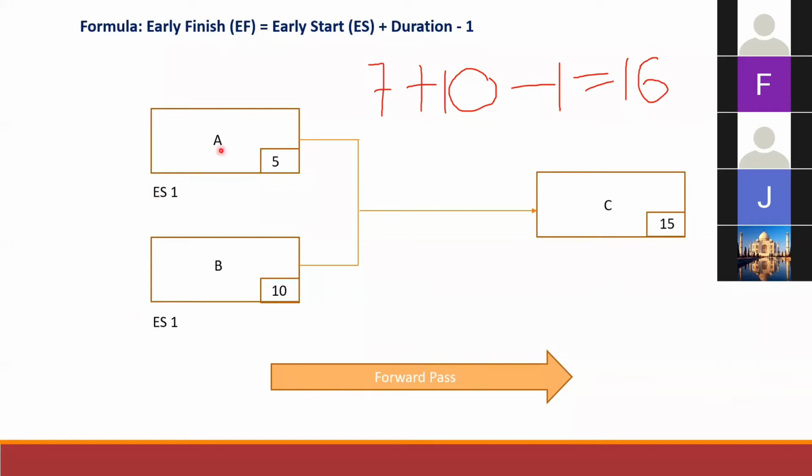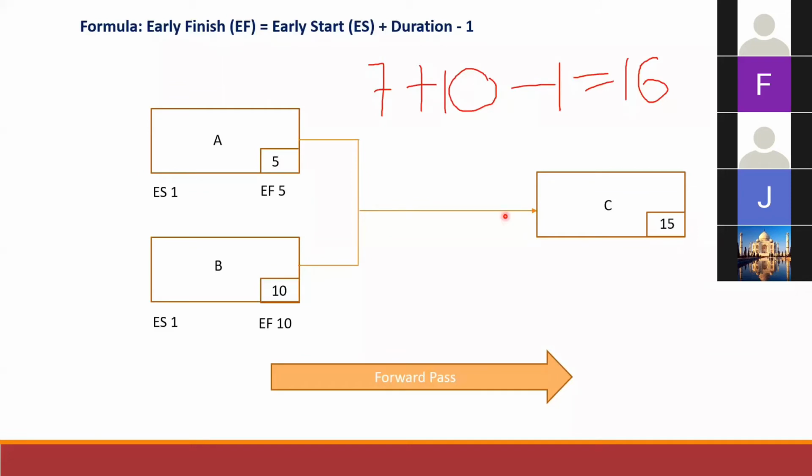So now let's use this formula right here, early start plus duration minus 1. So the early finish for activity A here is 1 plus 5 minus 1. You get early finish equal to 5. So follow the same formula for activity B here: 1 plus 10 minus 1, you get early finish equal to 10.